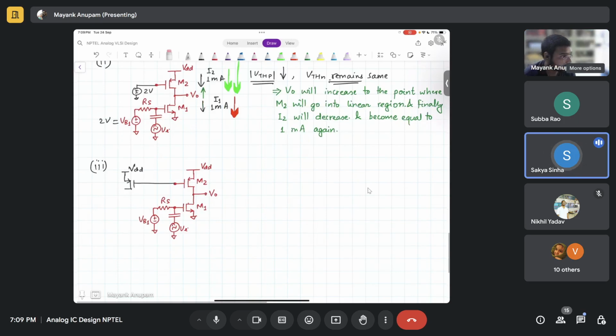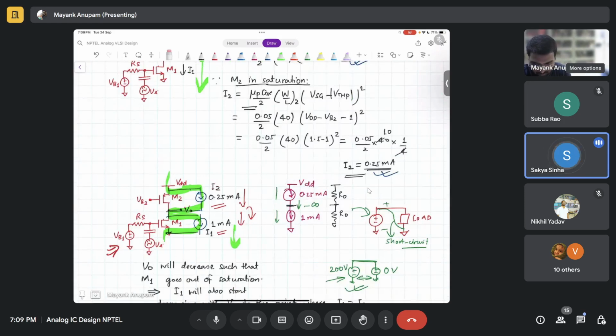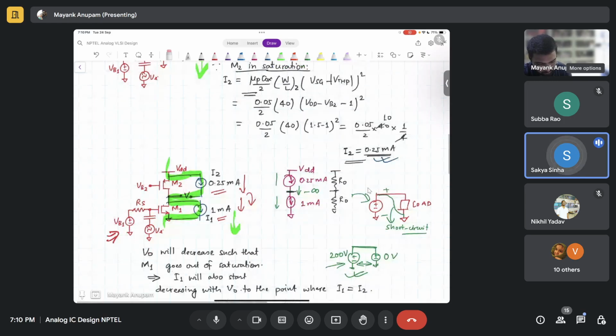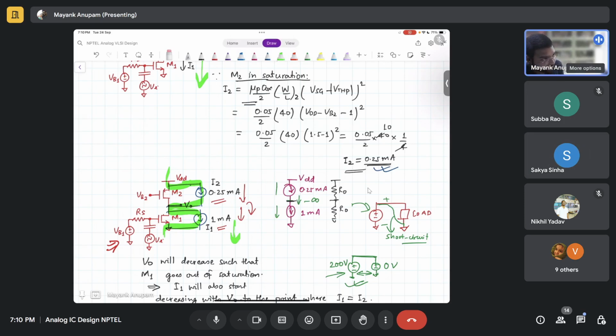Mayank, I have a very stupid question. No question is stupid. So if you please go to that diagram, yeah, this one. So let's say M1 is demanding 1 milliamp and M2 is supplying 0.25 milliamp, so the extra current which is demanded, will it come from VDD through R0, or how will that work? It will come from VDD through R0 if R0 is present. Yeah, R0 is present, and so then it will come from there.